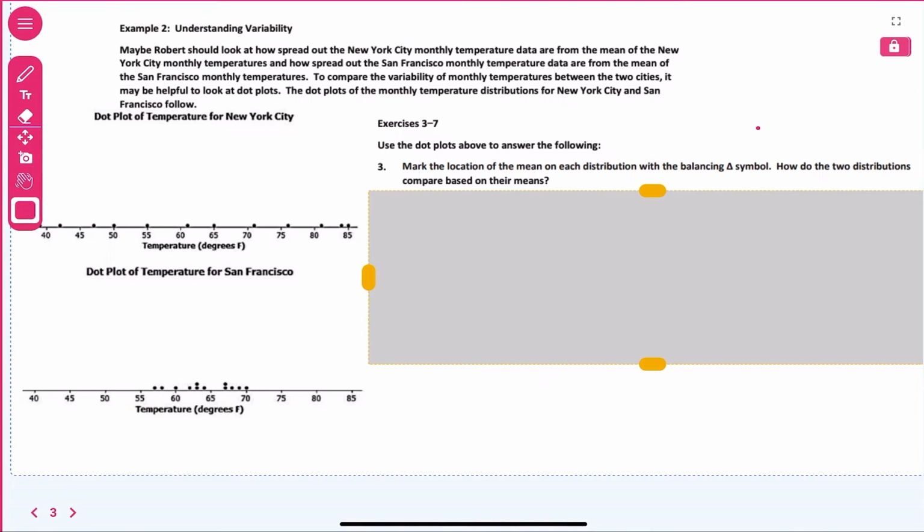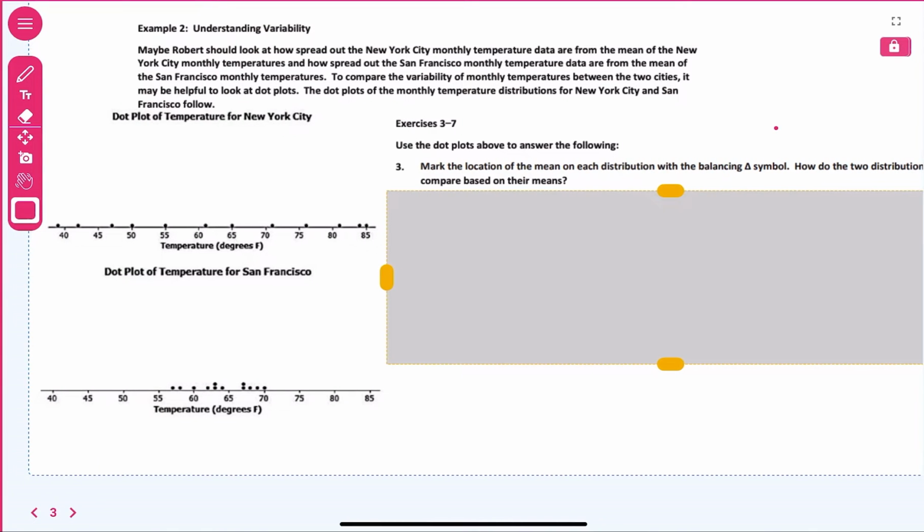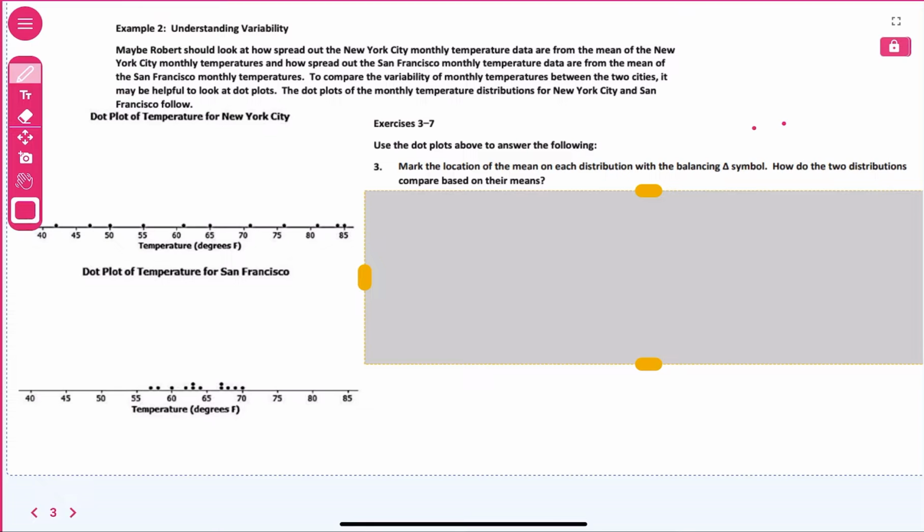Actually, I think there's another one over here. Yeah, so there's another one there on the other side of 40. So from here to here, and from here to here. This one varies a whole lot more, whereas this only varies this much. So mark the location of the mean of each distribution. Well, this one was 63, and this one was 64.